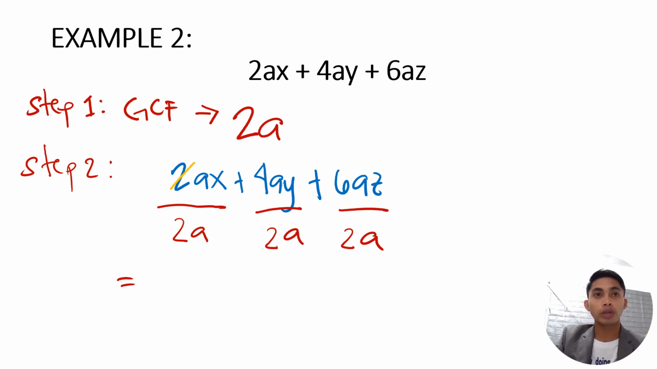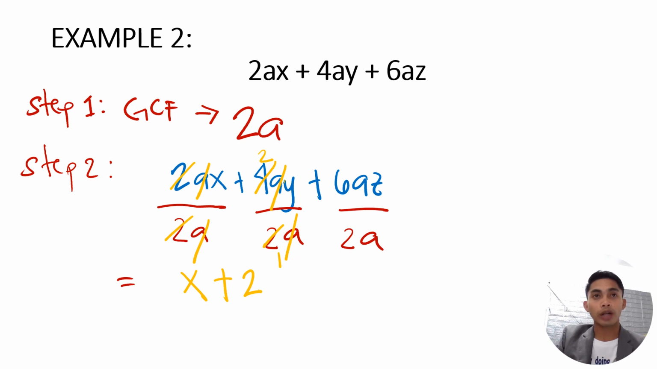So we need to cancel out. Then 2a, later a divided by a, is cancelled out also. So therefore, we have x plus, next, 4 divided by 2 is simply 2. 3 is 1. So therefore, the answer is 2. Then a divided by a is also cancelled out.